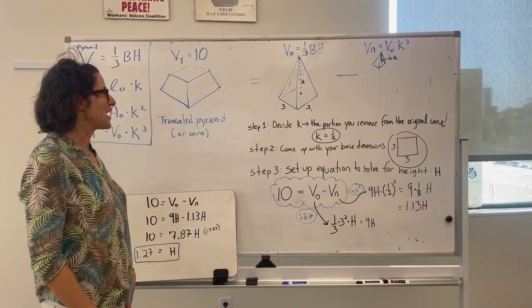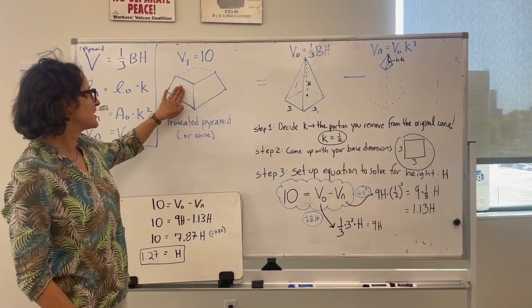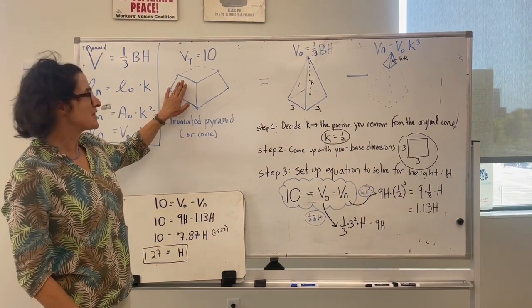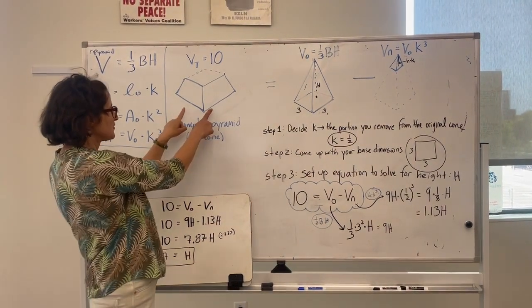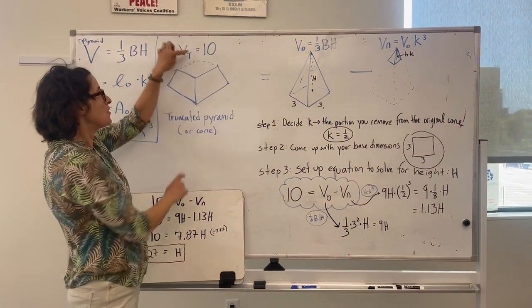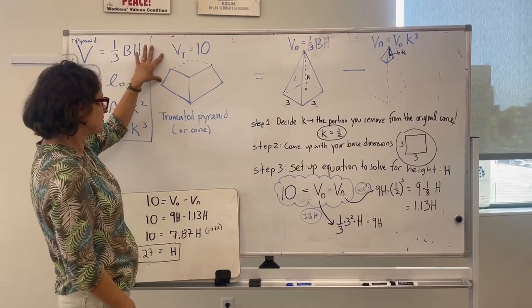All right, I want to go over how you find the dimensions of a truncated cone or pyramid. And this works for any pyramid. It doesn't have to be a square bottom. So basically, the first thing is you know the volume that you want for your truncated pyramid, all right?